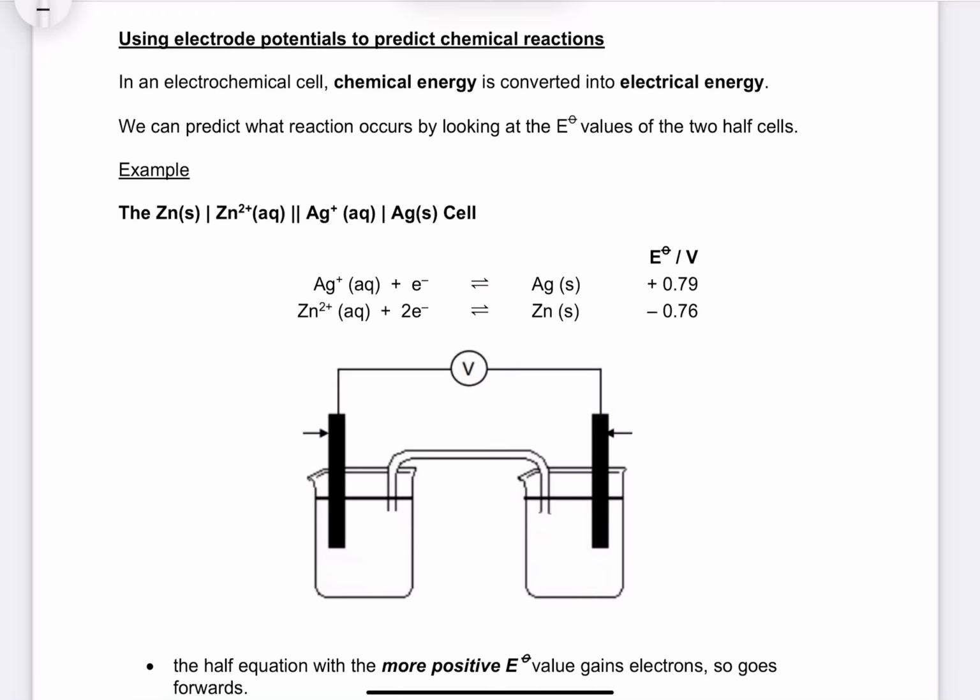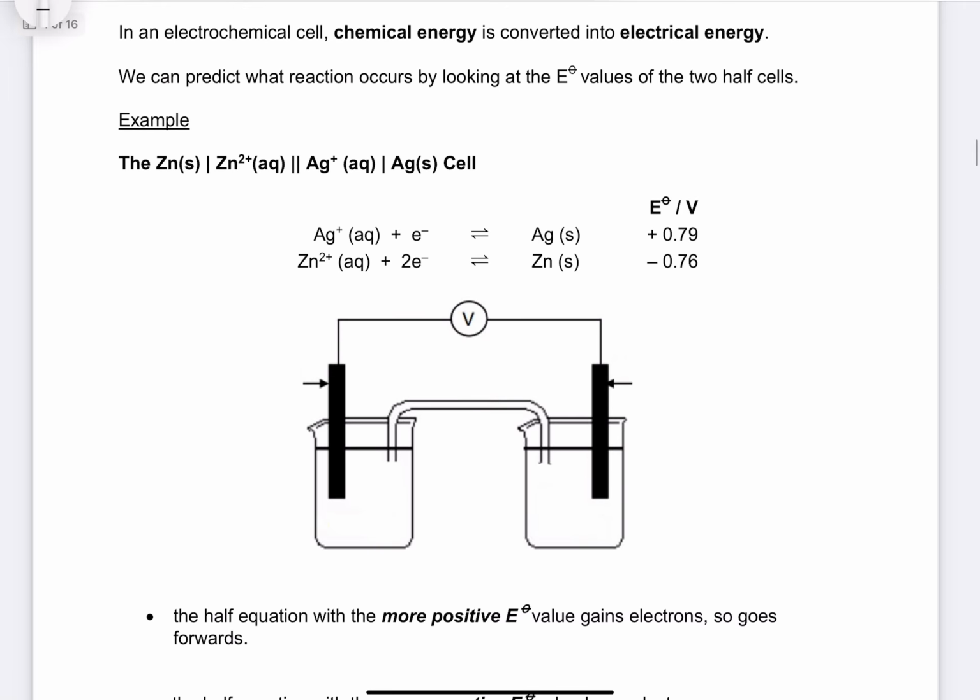Using electrode potentials to predict chemical reactions. In an electrochemical cell, chemical energy is converted into electrical energy. We can predict what reactions will occur by looking at the electrode potential values of the two half cells.